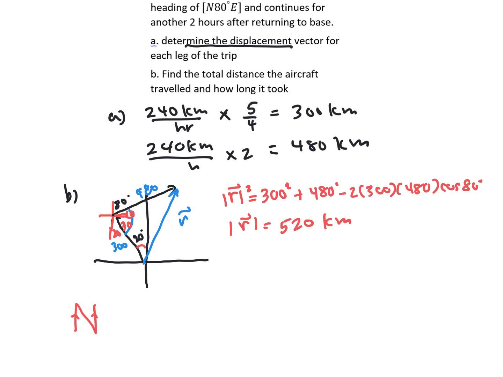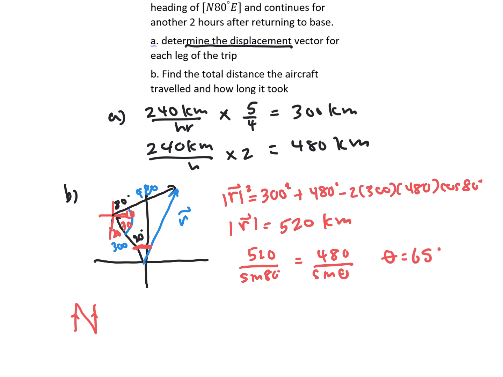So we're going to use sine law. We know the displacement. The resultant is 520. It's across from the angle 80. We want to find this angle here. So we're going to use the 480, which is across from it. And if we do that calculation, that works out to be about 65 degrees. I've just rounded it to the nearest whole degree.